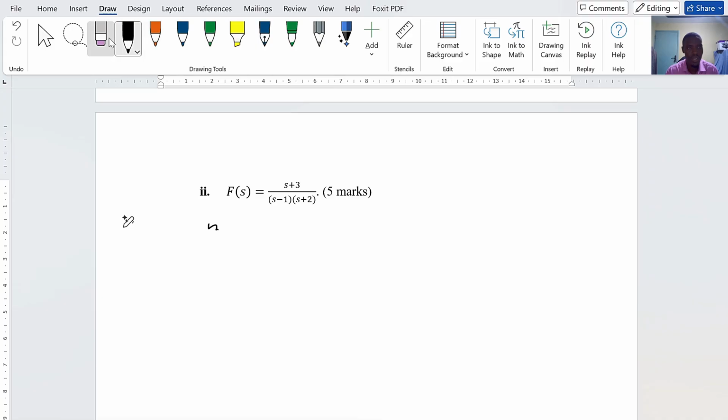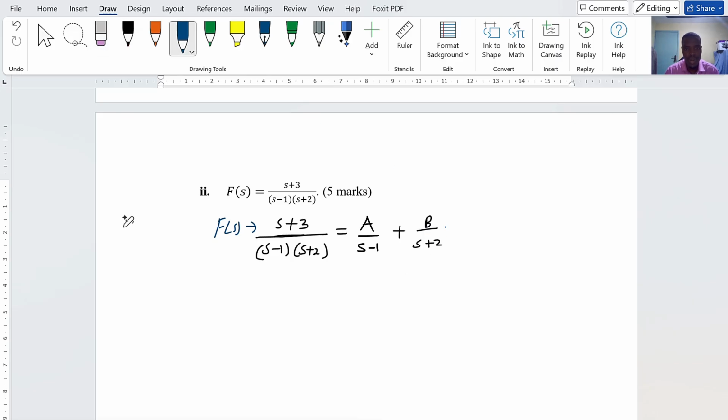I can repeat. Let me see if I can now. Okay, let me repeat it again. Partial fraction. So partial fraction will have f of s. We are going to express it as a partial fraction. So we'll have s plus 3 all divided by s minus 1 into s plus 2 will be equals to a over s minus 1, then plus b over s plus 2.